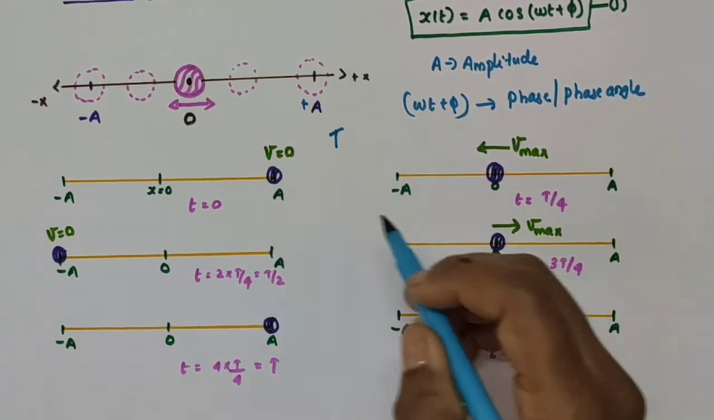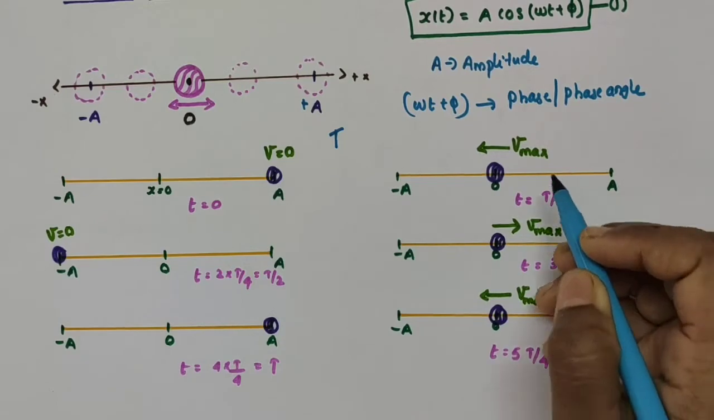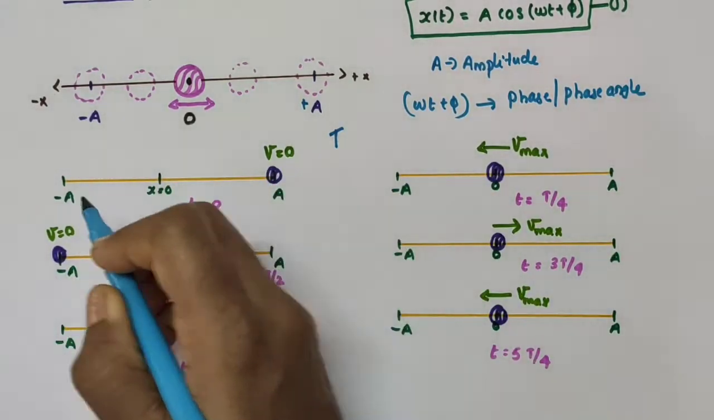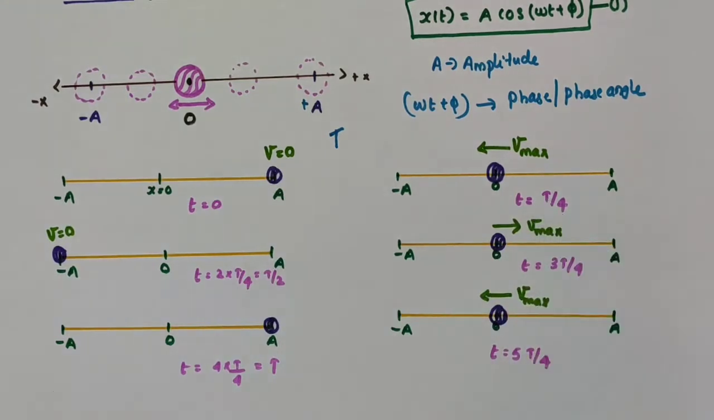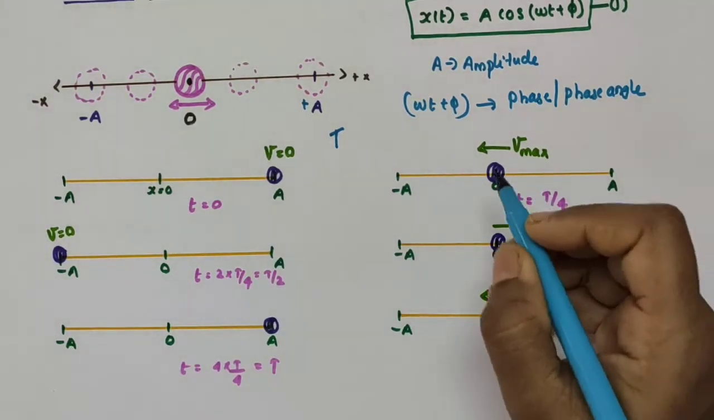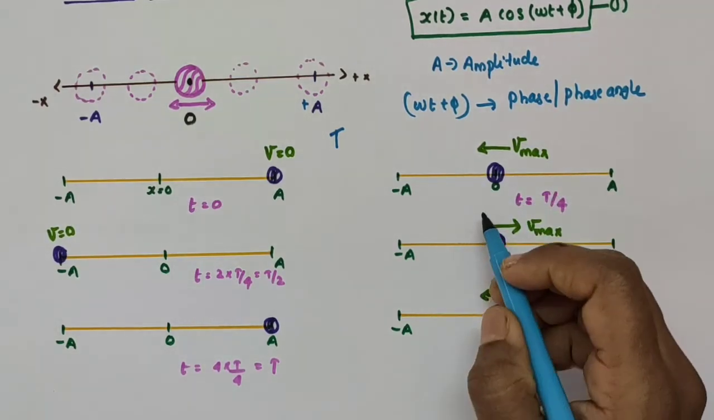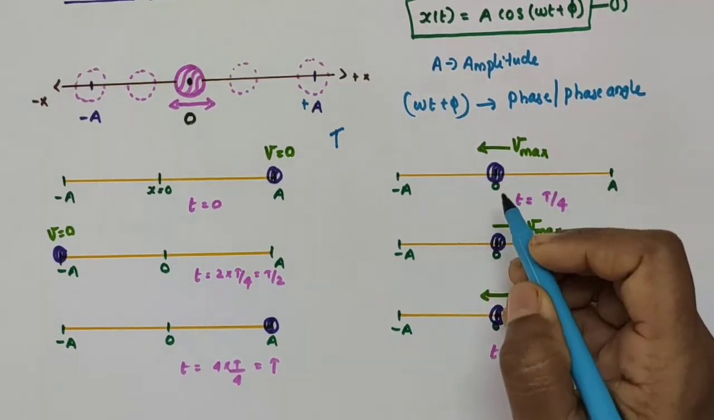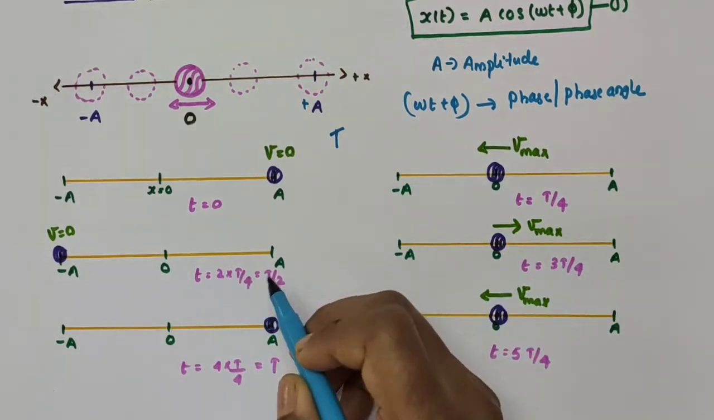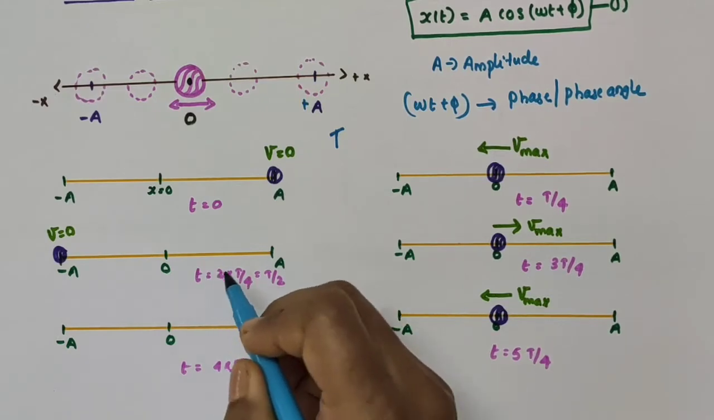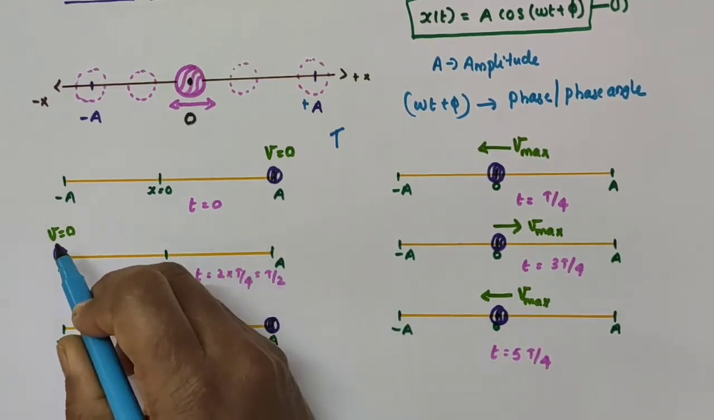Okay, then at t equal to T by 4, the particle reaches here. The particle is moving along this direction, and after some time, at t equal to T by 4, the particle reaches this point, x equal to 0. Then at t equal to T by 2, that is 2 times T by 4, the particle reaches here.